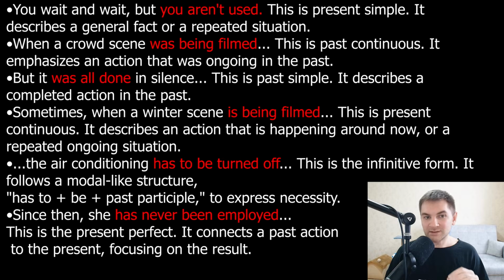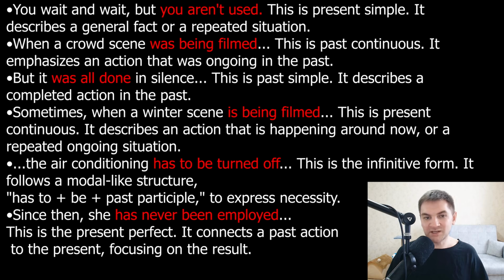And here are the answers just so you can see them. You wait and wait, but you aren't used. This is present simple. It describes a general fact or a repeated situation. When a crowd scene was being filmed, this is past continuous. It emphasizes an action that was ongoing in the past, in the process. But it was all done in silence. This is past simple. It describes a completed action in the past.